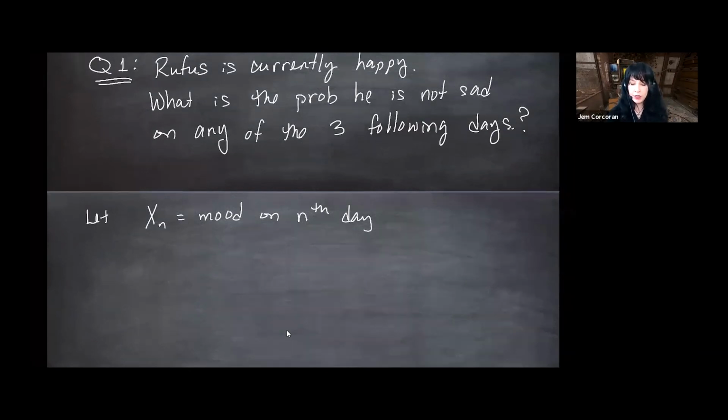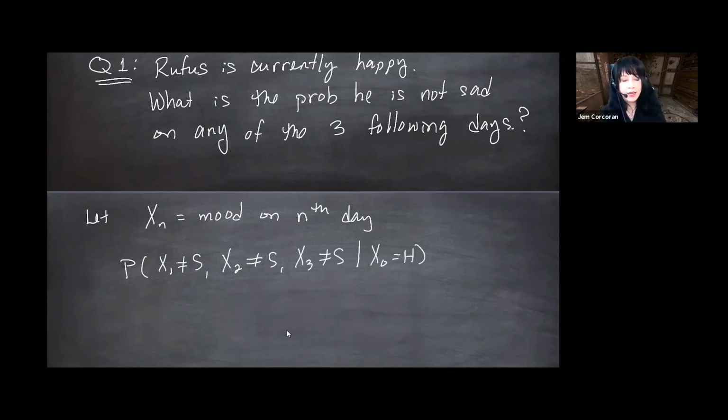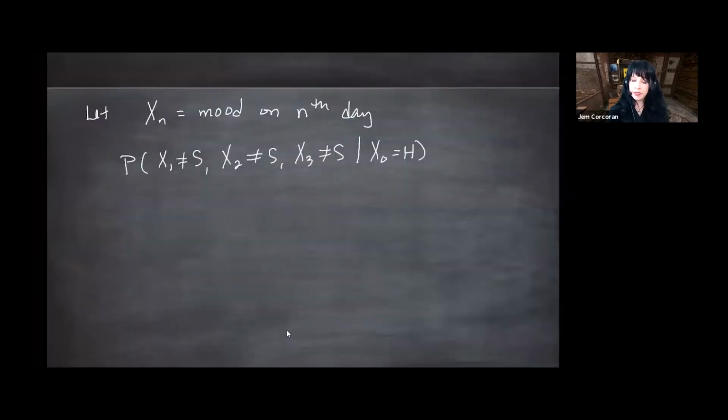So what we want to know is the probability that X1 is not sad, X2 is not sad, and X3 is not sad, given that X0 is happy. And here I think you're going to see some of the beauty of Markov chains, that they make otherwise tedious calculations much easier.